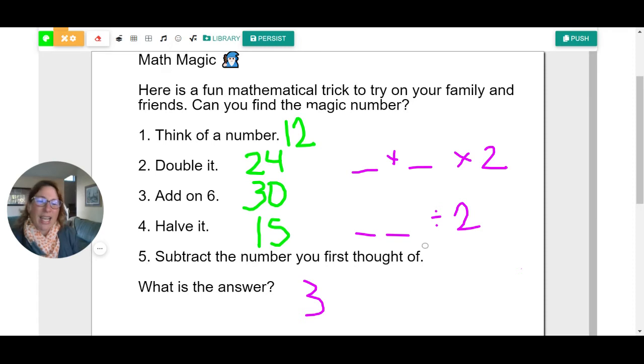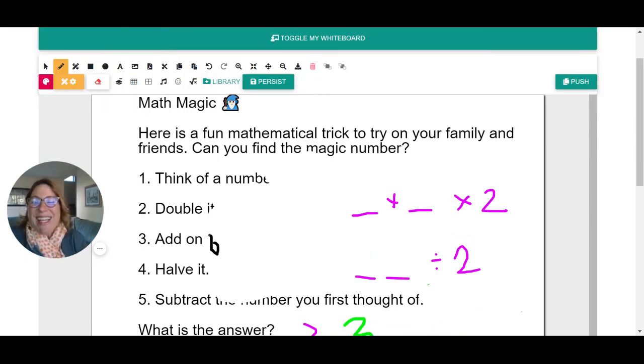Now we take that number, 15, and we subtract the original number we thought of, which was 12. And what is the difference? Remember, the answer to a subtraction problem is always called the difference. 15 minus 12. It's 3. Maybe 3 is a magic number. Let's try it again.